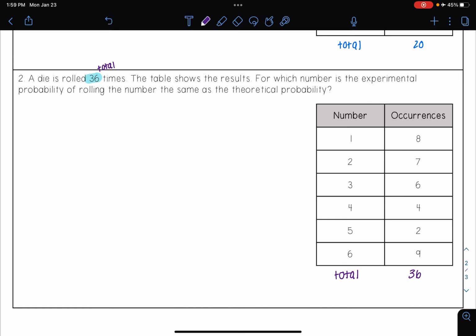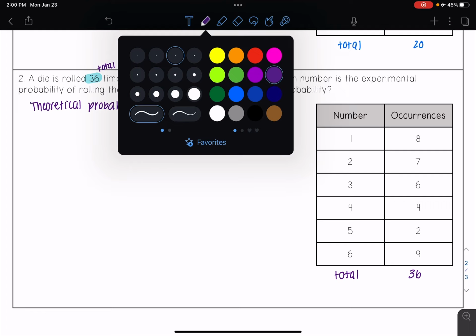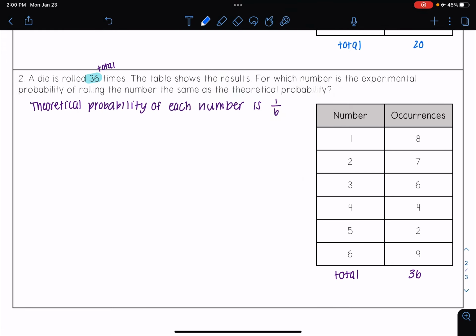First, I want to look at my theoretical probability. We're looking at a 6-sided die. So that means that for each number, you have a 1 out of 6 chance to land on any of those 6 numbers. Now we need to find the probability of rolling 1 through 6 based on the trials that we did.